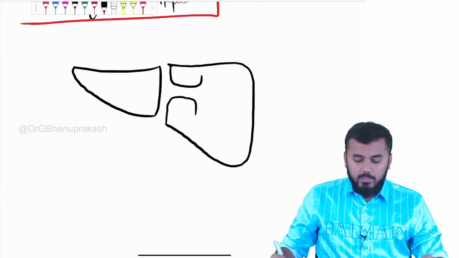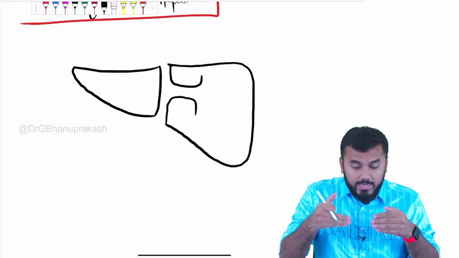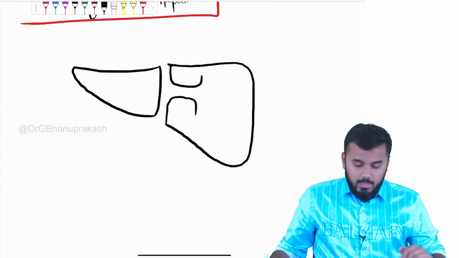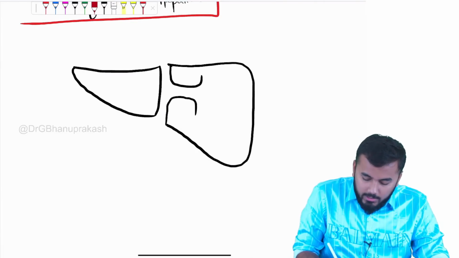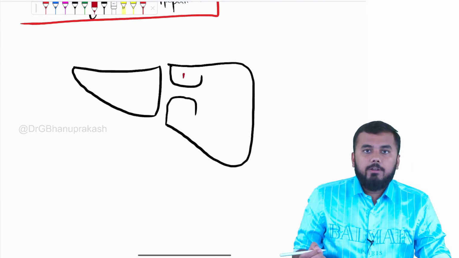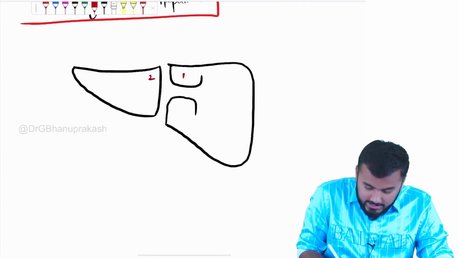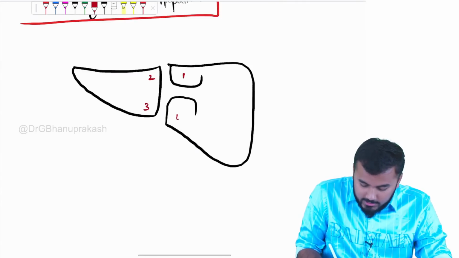Look here, all of you. When I'm turning the liver back, this is how exactly the liver looks. Now, exactly here, now you tell me, this is called as the first segment. Okay. Now, this is called as the second segment. This is called as the third segment, and this is called as the fourth segment.